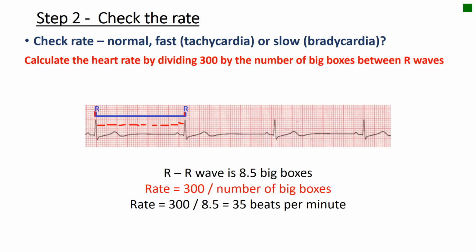So the simple calculation is to take the number 300 divided by the number of big boxes, assuming that the paper speed is 20 millimeters per second, and then that gives you the beats per minute, which in this calculation is 35 beats per minute. Now, as you're probably aware, anything below 60 beats per minute is what we determine bradycardia. So this is a patient in sinus bradycardia.